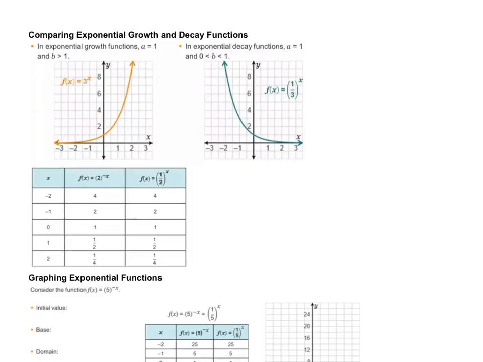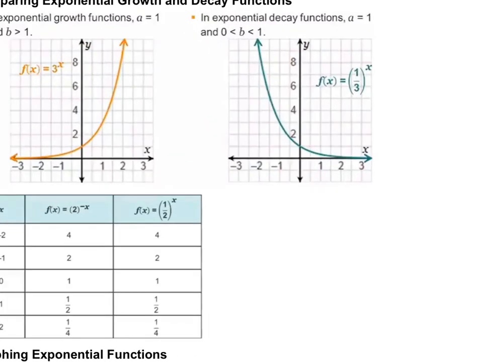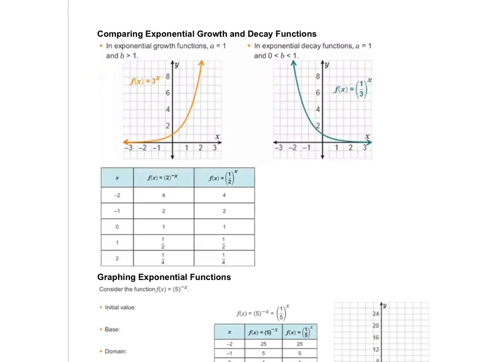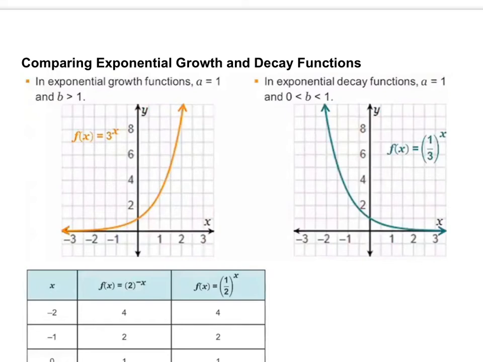Okay, comparing exponential growth and exponential decay functions. We've already kind of talked about this. When your base is a number that's larger than 1, you're going to get an exponential growth function. So as x increases, your y values increase. Okay, when you have an exponential decay function, that means that your base is between 0 and 1, which means that as x gets bigger, your y values get smaller.